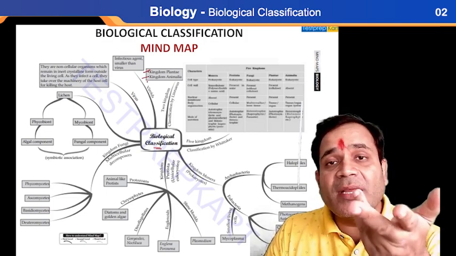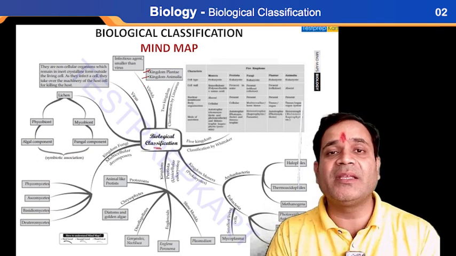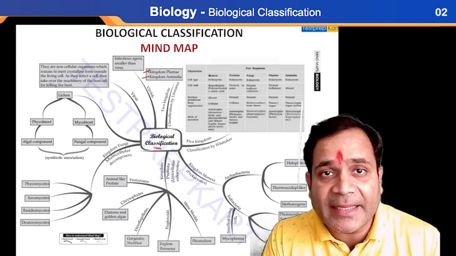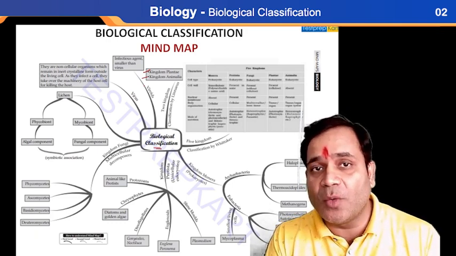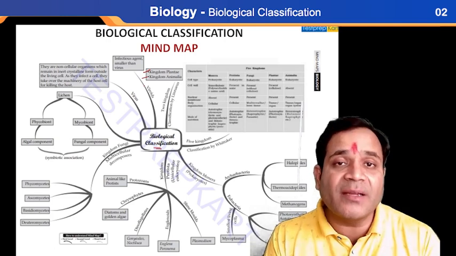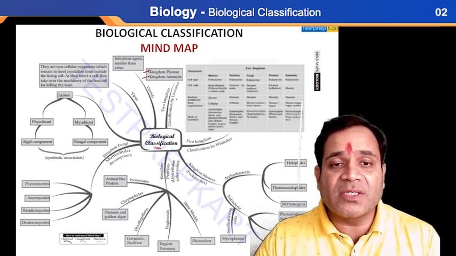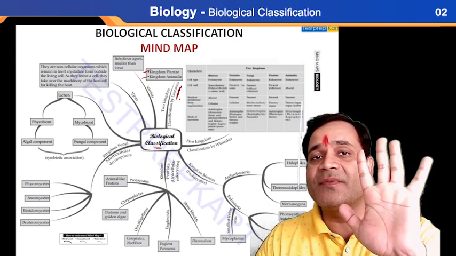But this two kingdom classification was not absolutely correct. Further, the three kingdom classification was given by the scientist Ernest Haeckel, then the four kingdom classification was given by Copeland, and then the five kingdom classification.